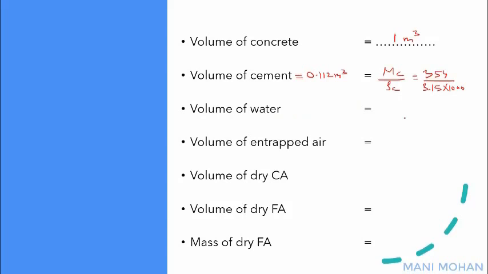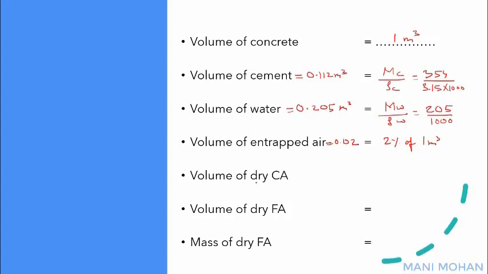What is the volume of water? Volume of water will be mass of water by density of water. Mass of water, which we have adopted, is 205 kg. Density of water is 1000 kg per meter cube. So this gives the volume of water as 0.205 meter cube. Volume of entrapped air, this we have computed corresponding to nominal maximum size of aggregate as 19 mm, which came as 2% of 1 meter cube of concrete. So the volume of entrapped air is 0.02.